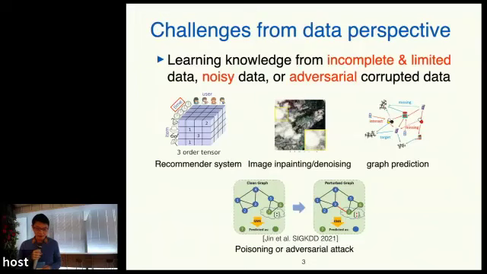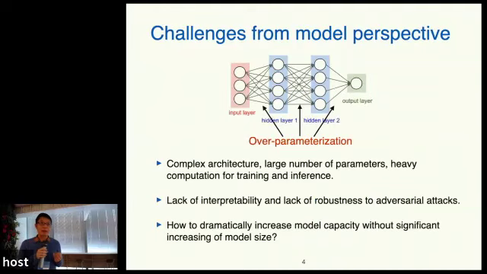From the model perspective, as we know, the deep neural network uses an over-parameterization technique. So the number of parameters grows exponentially, but they achieve the best performance without overfitting. However, such a large number of parameters also generates a lot of problems, like training. It takes a long time for training and even for inference.